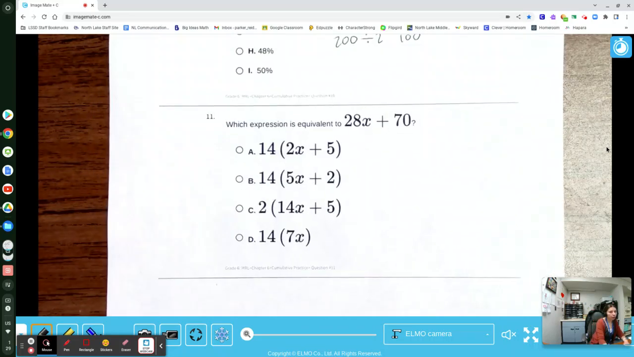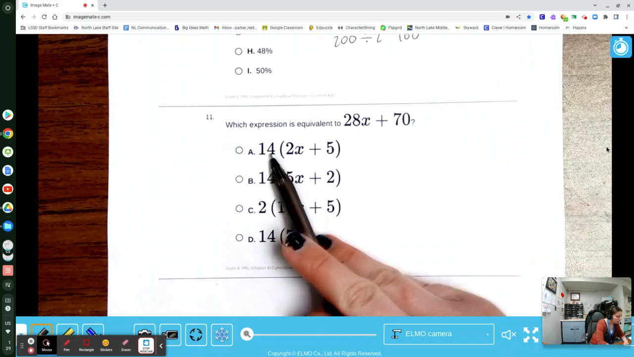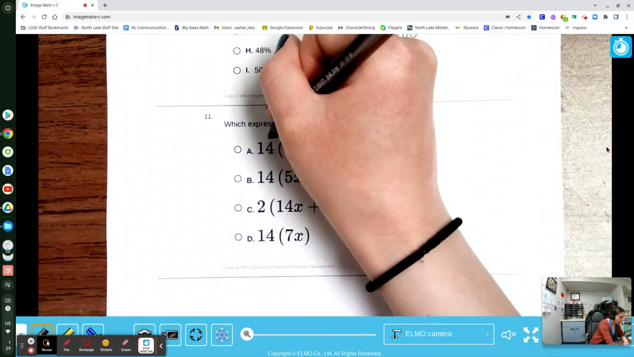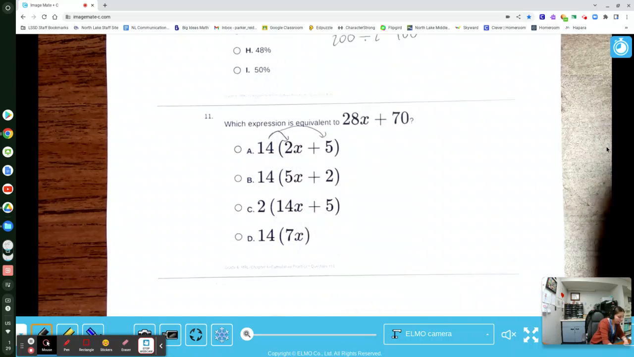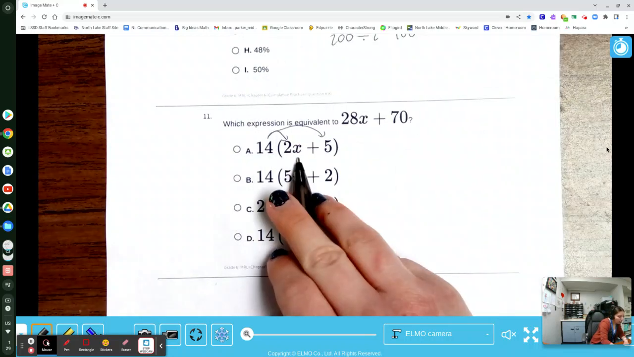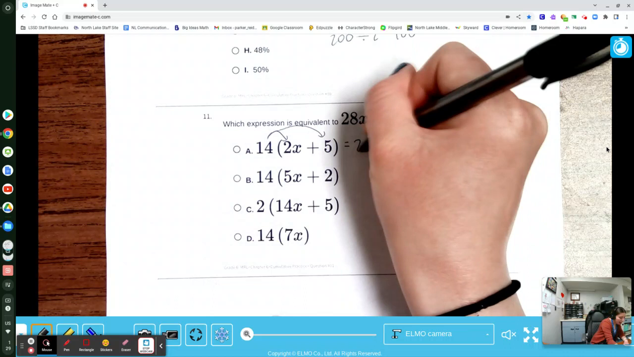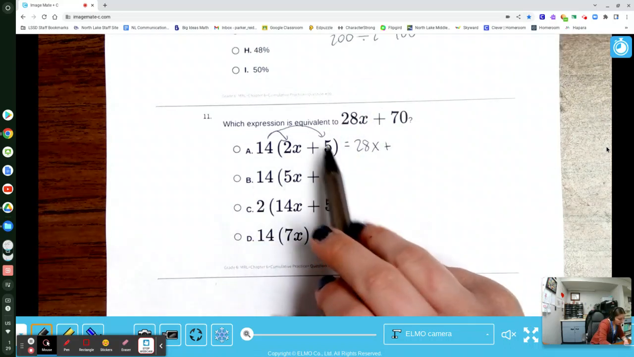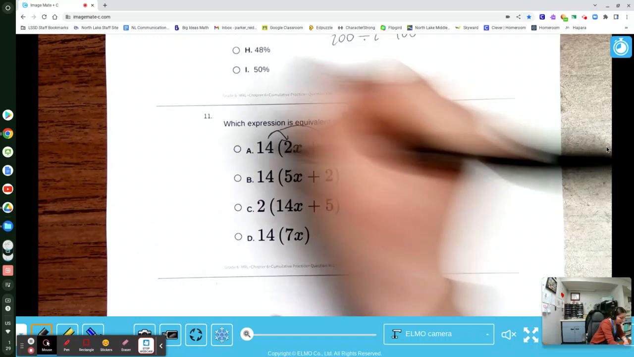Number 11, which expression is equivalent to 28x plus 70? Well, remember when a number is multiplied by a group, you need to multiply it by each part of the group. So I'm going to start by multiplying 14 by 2x and by 5. So 14 times 2x, 14 times 2 is 28. I put an x on the end, 28x. And then 14 times 5 is 70. Look at that. I already got my answer.